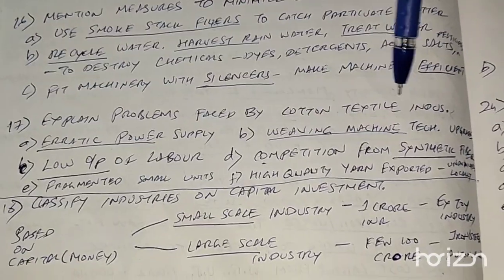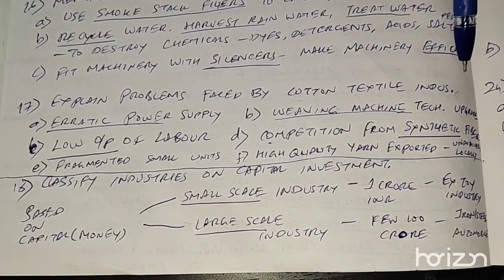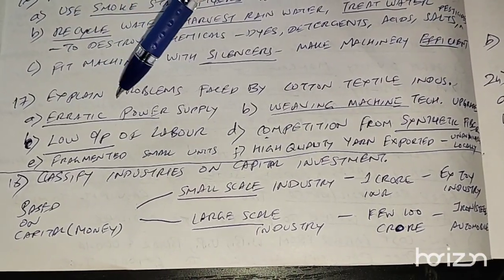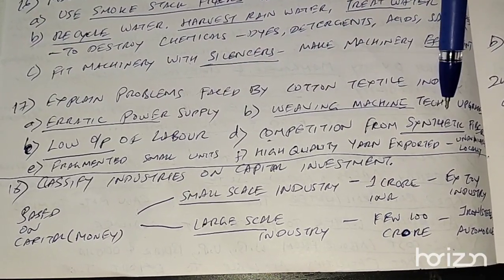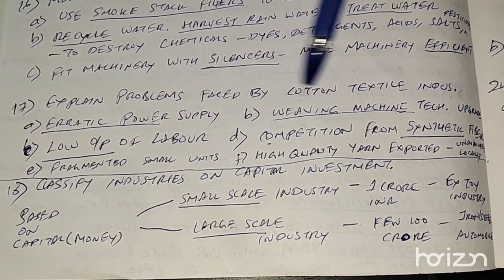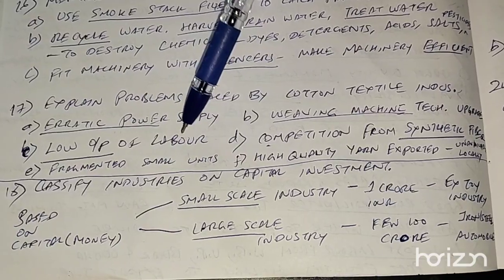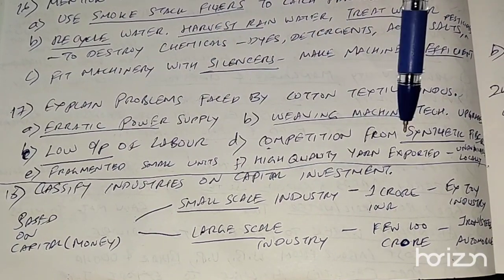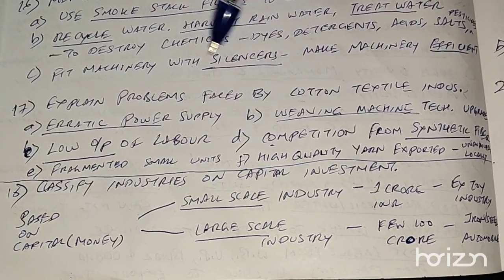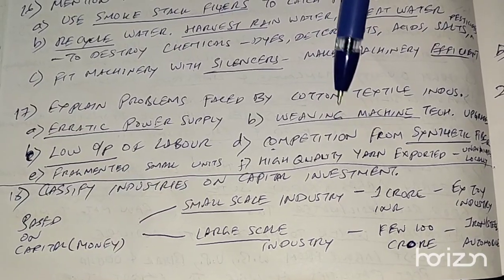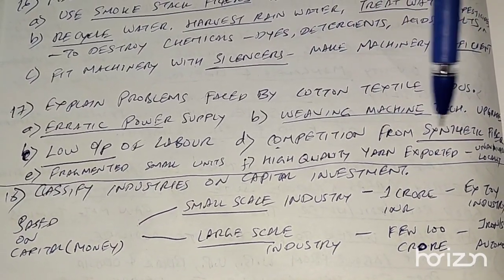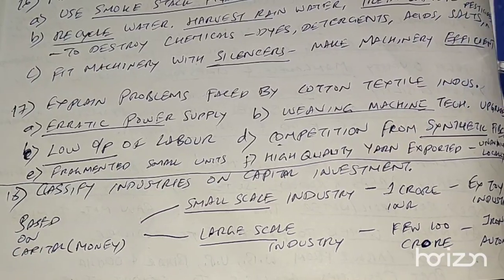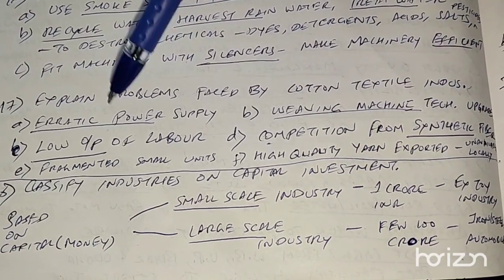Explain the problems faced by the cotton textile industry. See, one, we have erratic power supply which we need to get rid of. Then weaving machinery technology, we have to upgrade it. Low output of labor, we have to train our labor. Competition from synthetic fiber. So whether it's the jute industry or the cotton textile industry, they are facing competition from synthetic fibers and synthetic textiles. That has to be dealt with.